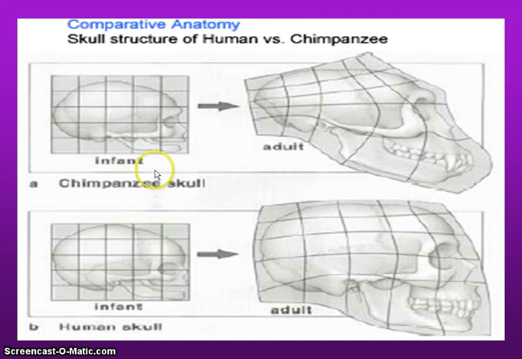This is just a picture of a skull. We've got a chimp and a human. Now they have similar regions and structures.